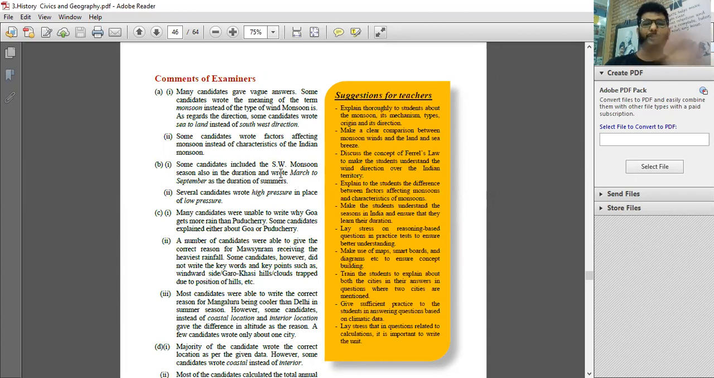Southwest monsoon winds also is mentioned, like March to September. The duration has to be specified out there. High pressure and low pressure, a lot of confusion was being done. So be careful with that answer which is expected from you.